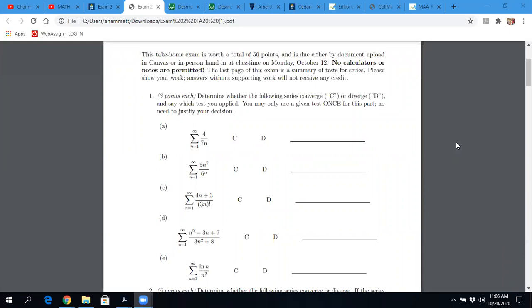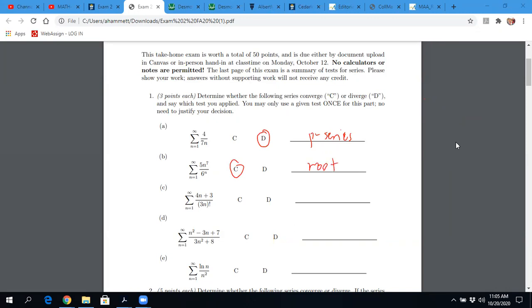Okay, like I was saying, there were some interesting choices of tests to apply. The first one, of course, diverges. Okay, why? Well, you could apply the p-series test if you wanted to, because it's basically like the harmonic series multiplied by 4/7. The second one converges, and I think probably the easiest thing to apply is the root test.